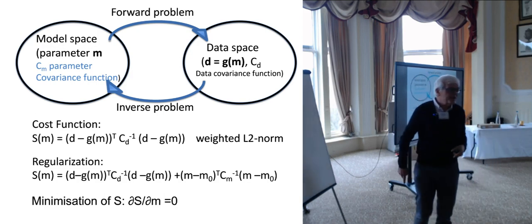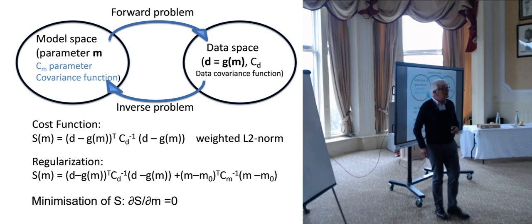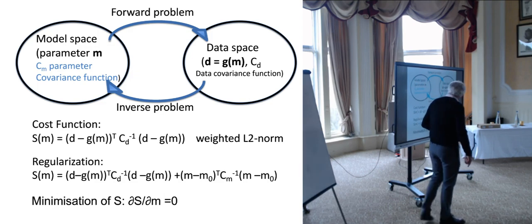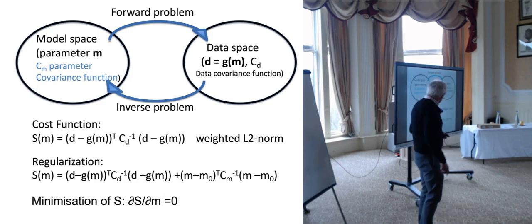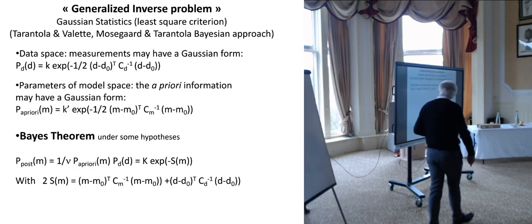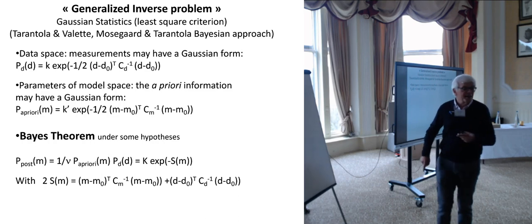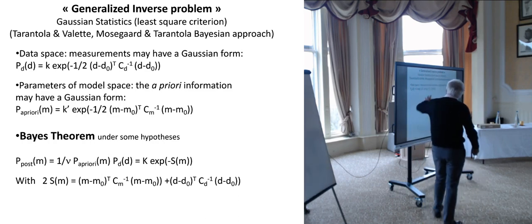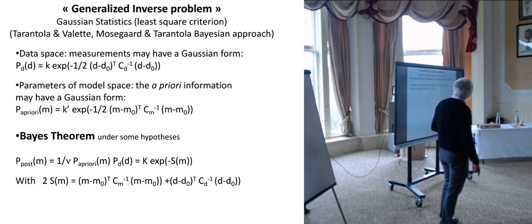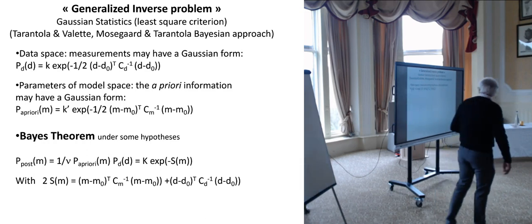Sometimes it is named as well the chi-square, it depends. You have different notations, and you have to calculate the minimum of the cost function by deriving. It is basically true only for linear, quasi-linear problems. In the 80s and 90s, Albert defined what is called the generalized inverse problem, and I will only show the example of Gaussian statistics for the least squares criterion, and he introduced the Bayesian approach to solve the problem.